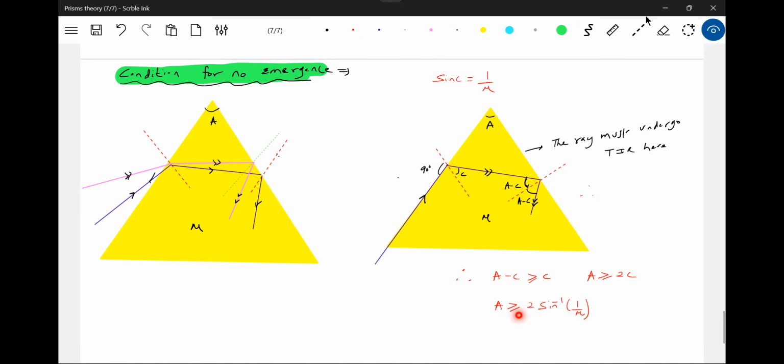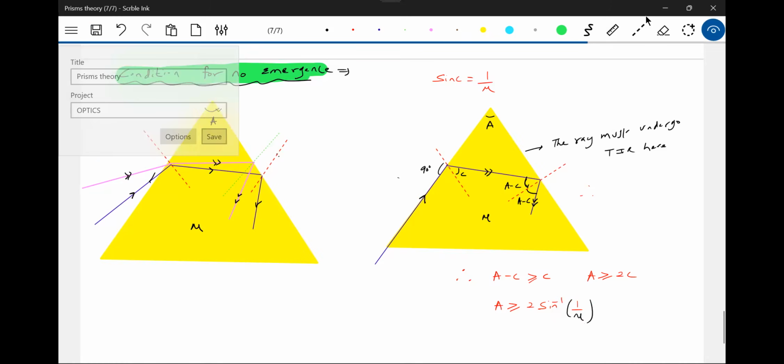So like this, we check whether there will be an emergent ray or not. Who will decide? It all depends upon this particular thing. So for any problem, you must first verify this data. Is A greater than or equal to 2 sine inverse of 1 by mu? If so, the ray will not emerge from the other face. If it is less than that, the ray will undergo refraction and come out. I think there's one more necessity condition which you have to be very careful about when dealing with some problems here. Okay, this is the basic theoretical idea about TIR.